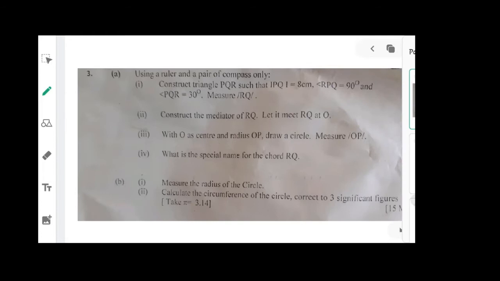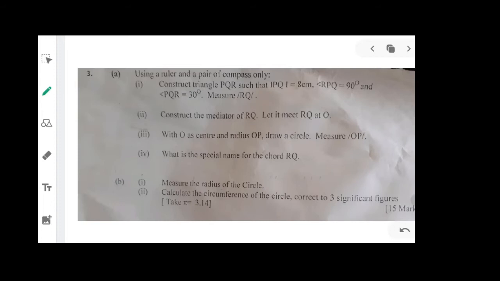Because we are going to sketch this, we are not going to draw to scale. I'm not going to draw the circle. You are going to do this construction, draw it to scale with all the measurements and the angles, everything, and then you do the mediator, and then you draw the circle. And that will let you know what kind of chord RQ is. And then from your construction, you measure your radius and then you calculate the circumference. And then you give me feedback.